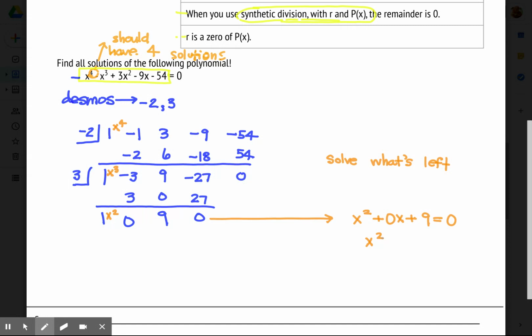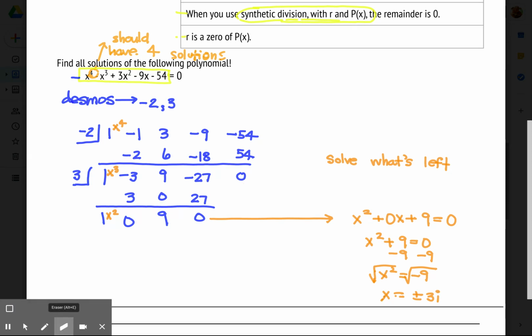Maybe to make this a little bit easier to look at, I'm just going to write it as x squared plus 9. I don't really need that 0x. Subtracting 9 from both sides. X squared equals negative 9. Square root. X equals plus or minus 3i. Okay, just a friendly little reminder. Square root of positive 9, we would write plus or minus 3. But the square root of negative 9, we write plus or minus 3i, right? That negative draws us to an i. Okay, so all of that being said, we have 4 solutions here.